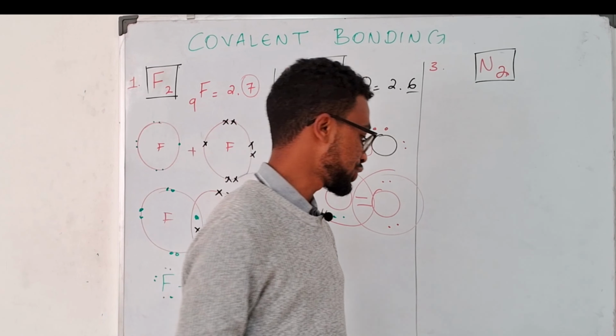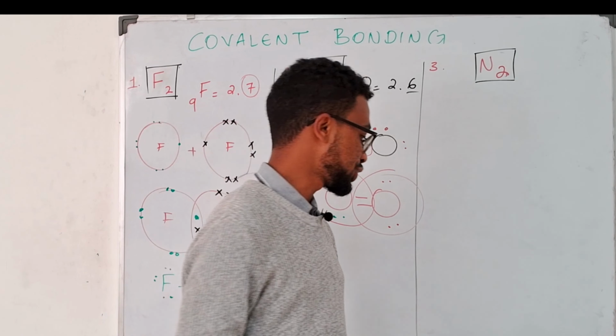Now let's look at the nitrogen molecule. Let's begin from the atomic number of nitrogen, which is 7. The configuration will be 2, 5. Now look at the valence electrons of nitrogen. How many electrons does nitrogen need to become stable? It needs 3 electrons. It needs to either gain 3 electrons or share 3 electrons to become stable.